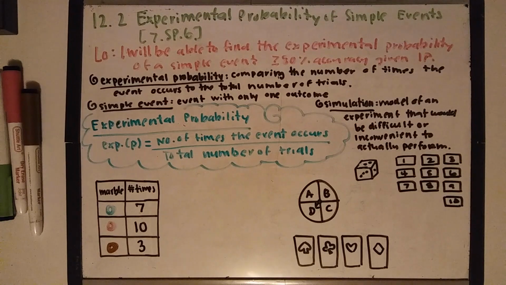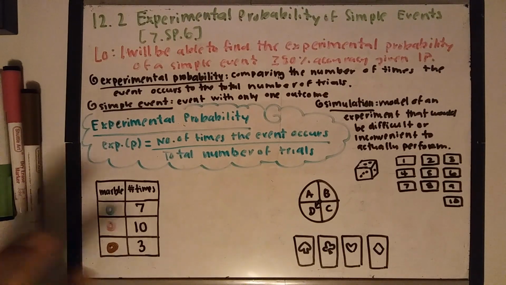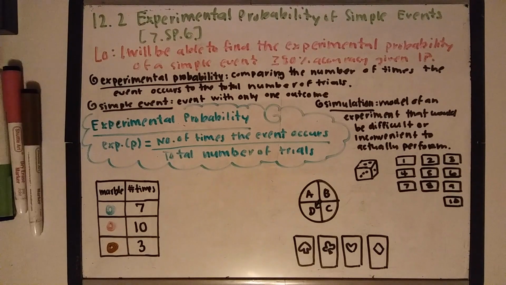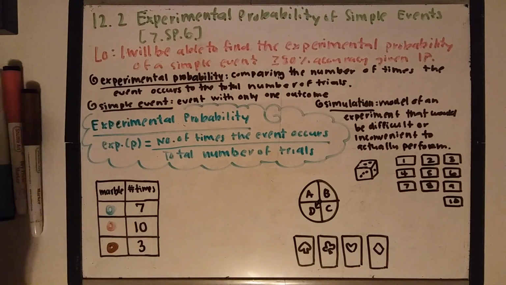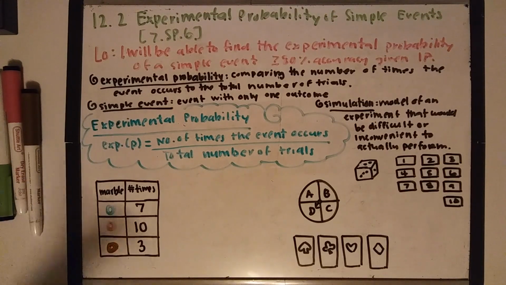So the first one, experimental probability, is basically you compare the number of times that you get a specific event, for instance, getting a green marble, getting a pink marble, right? Out of the total number of trials, okay? So for instance, if I have a bag with marbles and I pull out a marble, what's the probability of getting a specific color, in this case green, out of all the times that I pull it out? And that way I get my experimental probability.